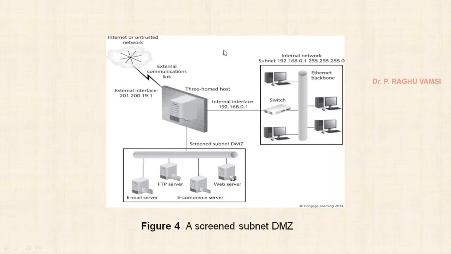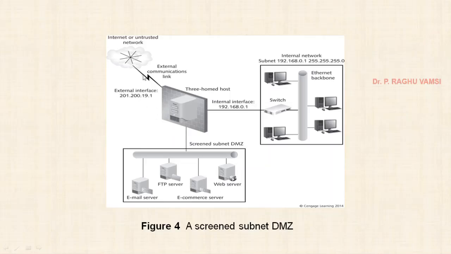So here you look at how to make a more secure system. The internet, or untrusted network, communication is coming into the three-homed host. Previously it was a dual homed host, where you have an external interface and an internal interface. Now, what will happen with this particular host? One more line is added here, which is called the screened subnet demilitarized zone. We know that in the DMZ, we always place the publicly accessible servers.